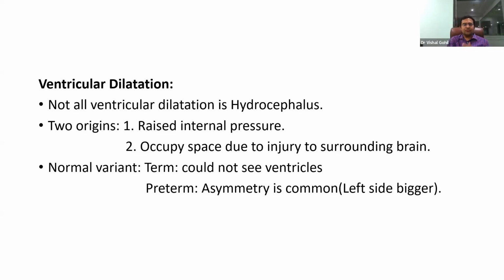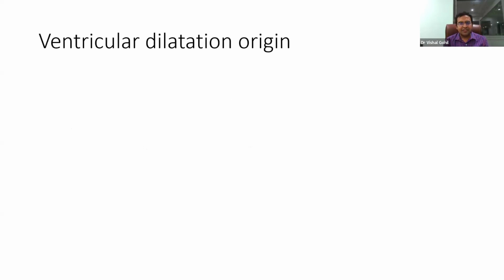Second thing, you need to know what the normal variant of the lateral ventricle is. In a term baby, you hardly see the ventricle. You can't see any third ventricle or lateral ventricle. Even in the preterm baby, most of the time you can see asymmetry. That is also normal, and most of the time the left side is bigger. So how will you identify the origin?